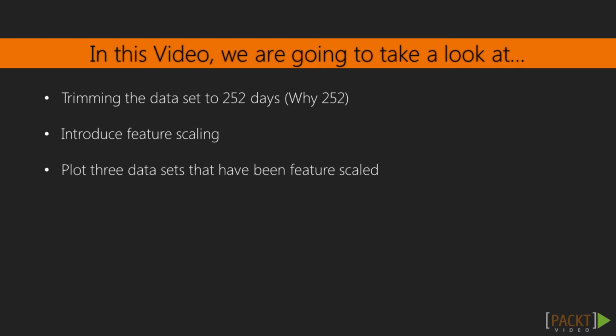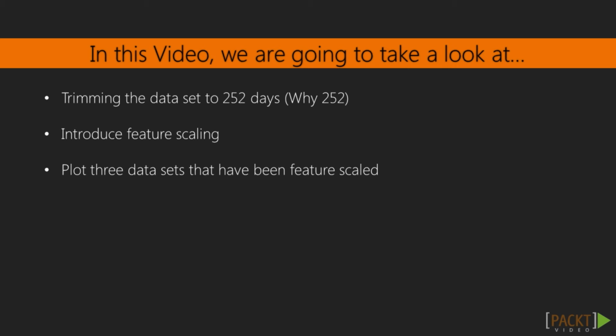In this video, we're going to take a look at trimming our data set to 252 days. Why 252? Well, there are 365 days in a year. If you cut out the weekends, and if you cut out the United States federal holidays in which the New York Stock Exchange doesn't operate, you're left with 252 days. So 252 is our magic number to represent 1 year of trading data.